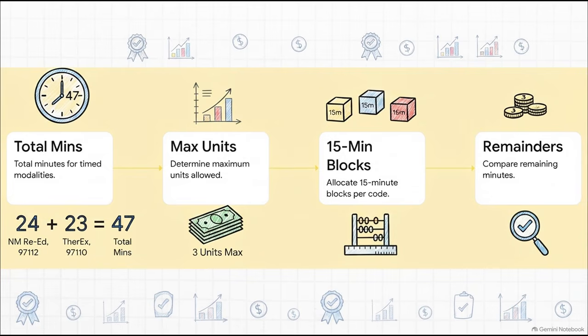Okay, so here, our PT performed 24 minutes of neuromuscular re-education, code 97112. They also did 23 minutes of therapeutic exercise, code 97110. Let's do the math together. 24 plus 23 equals 47 total minutes. And according to our chart, 47 minutes gives us a maximum of 3 units.